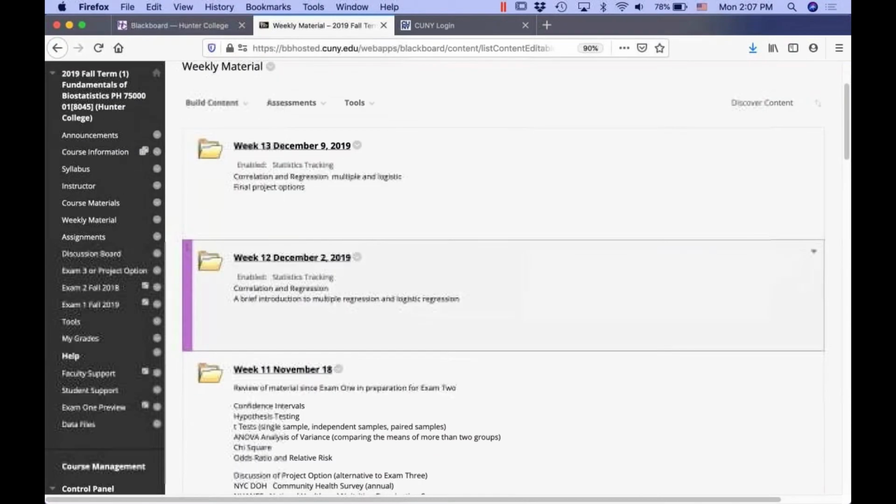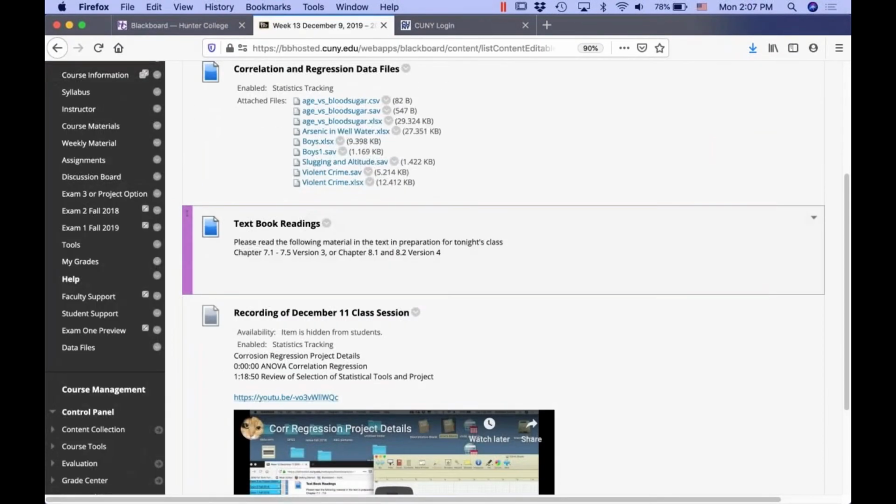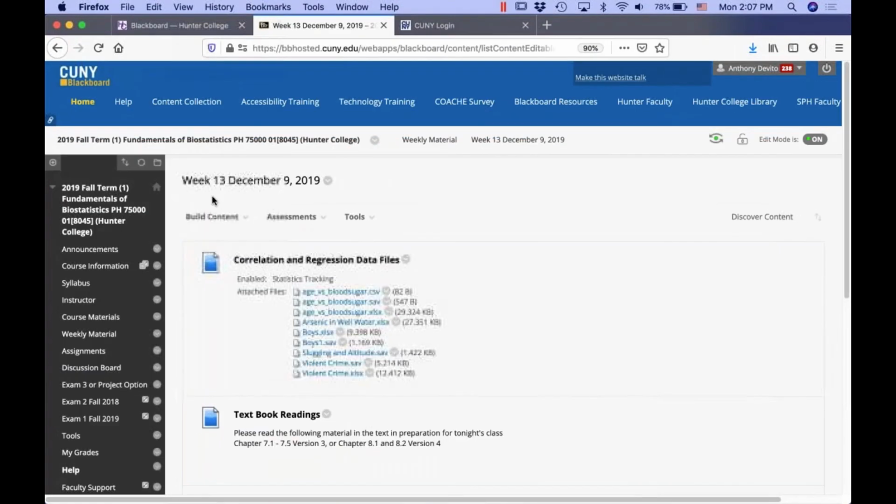I'm going to put it into week 13 here. Let's see, it is in here. It's not there. It's not there yet. So I'm going to.